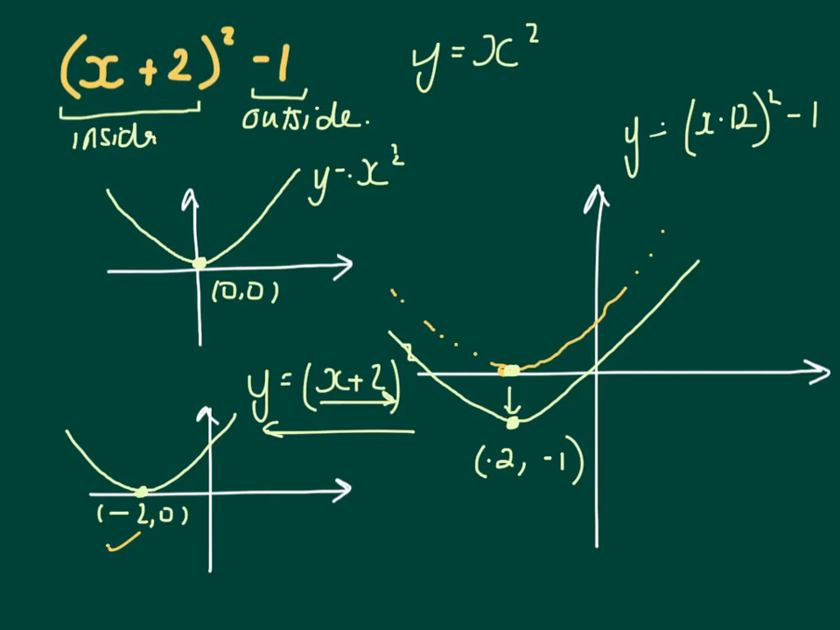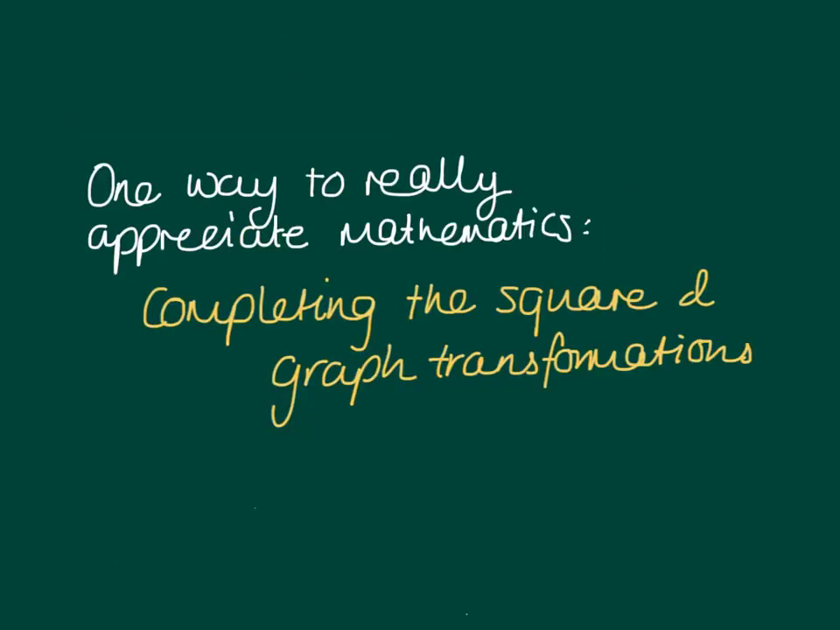It was 0, 0 if you took it to be just the standard quadratic graph y equals x squared. And now that we've applied our two graph transformations, which we found by completing the square, we've gotten our minimum point. And that is why we can find that minimum point the way we can. So it's not just a weird thing that happens in maths, it's because of the rules of graph transformations.